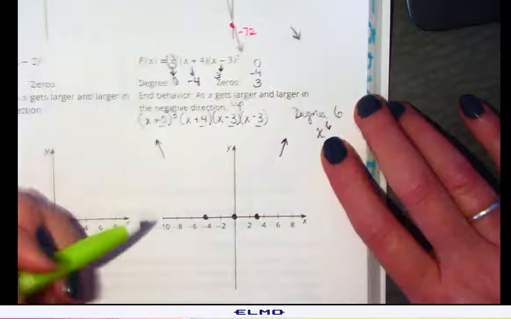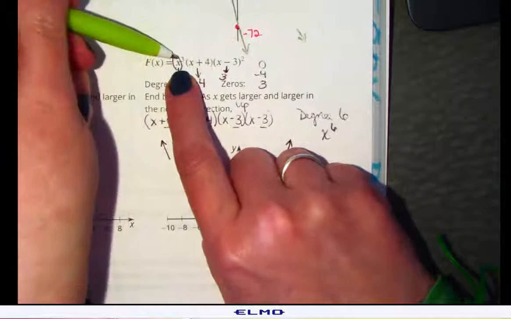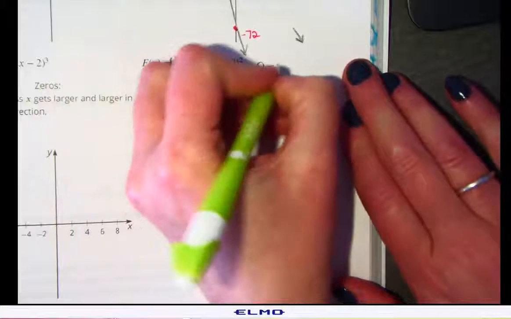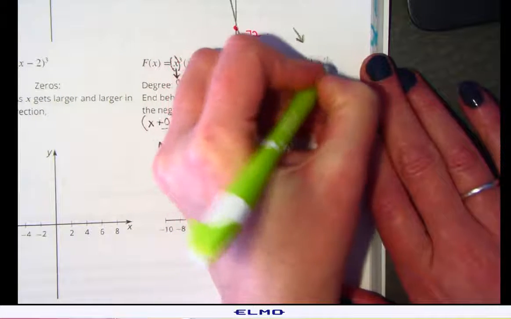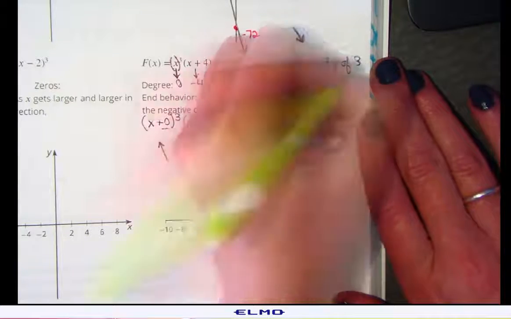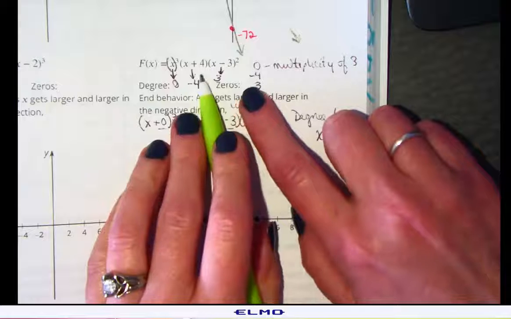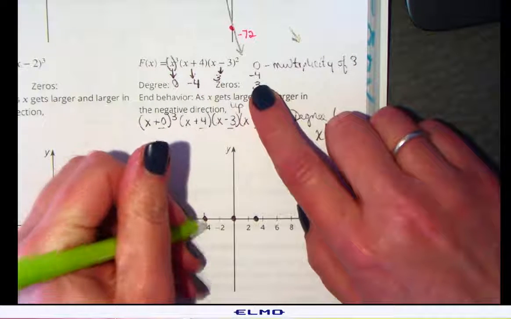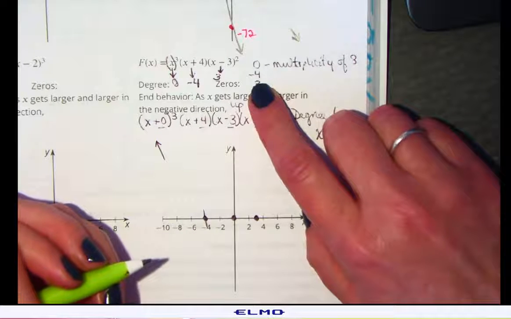And the last thing I need to think about are the multiplicities. Okay? This one here has a multiplicity of 3. Our 0 at negative 4 just has a multiplicity of 1. It just happens one time. So it's going to go straight through that graph, because it only happens once.